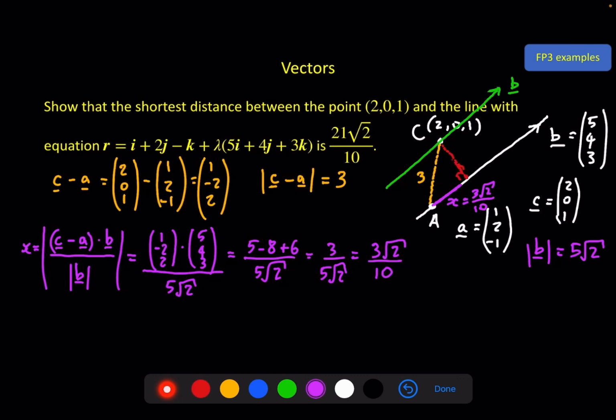Oh, my lines aren't very good, are they? Apply Pythagoras to find the distance y. So y is 3 squared minus 3 root 2 over 10 squared, and all of that needs to be square rooted. And if you plug that on your calculator, you will get 21 root 2 over 10 as required by the question.